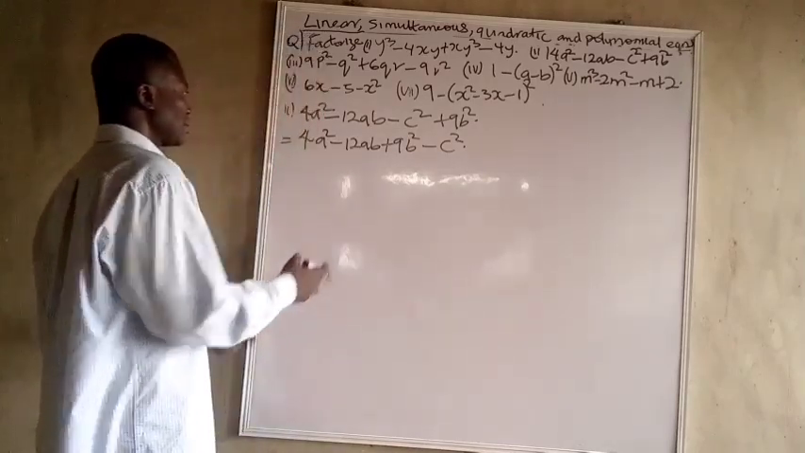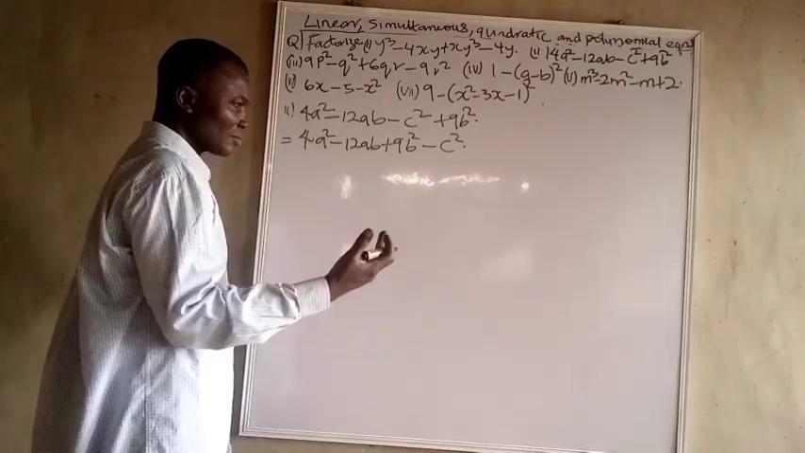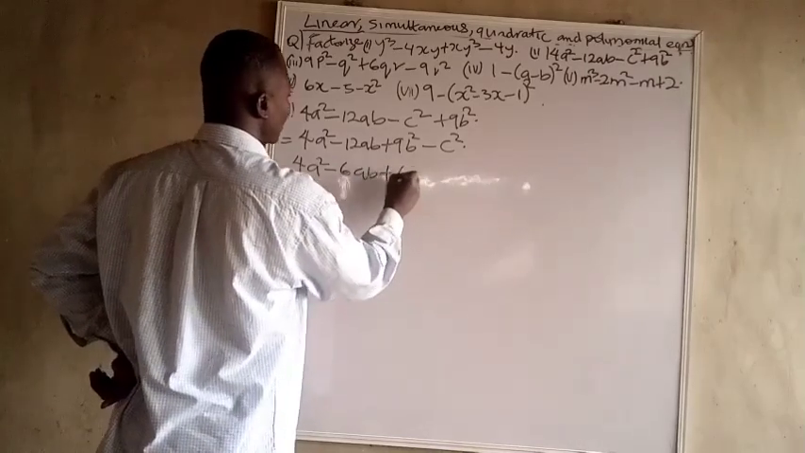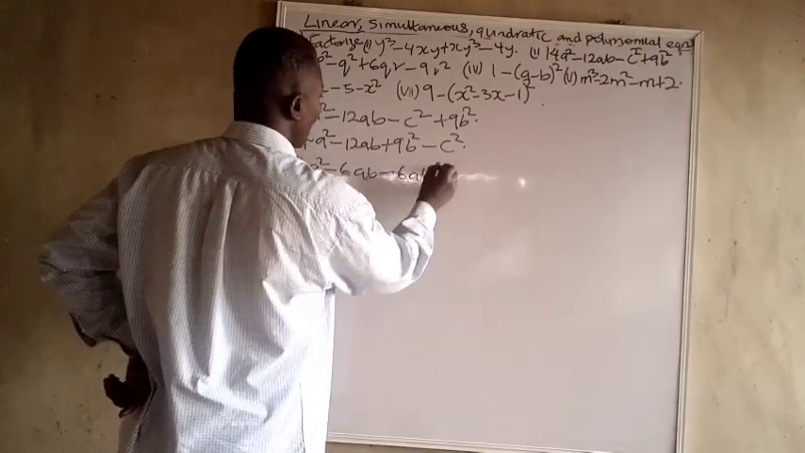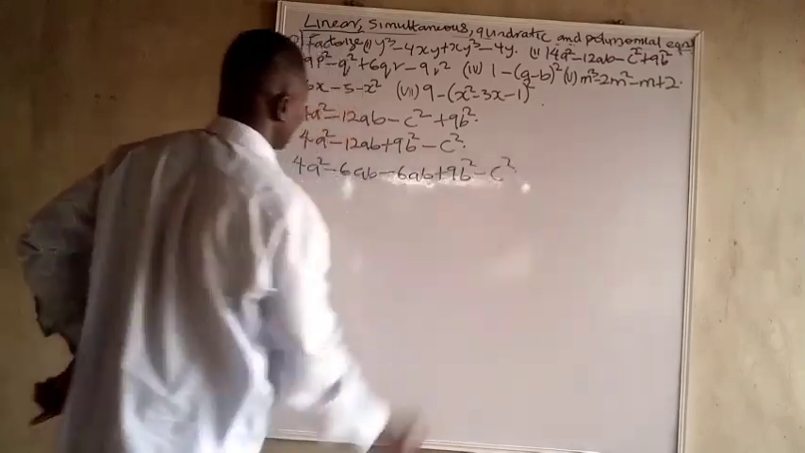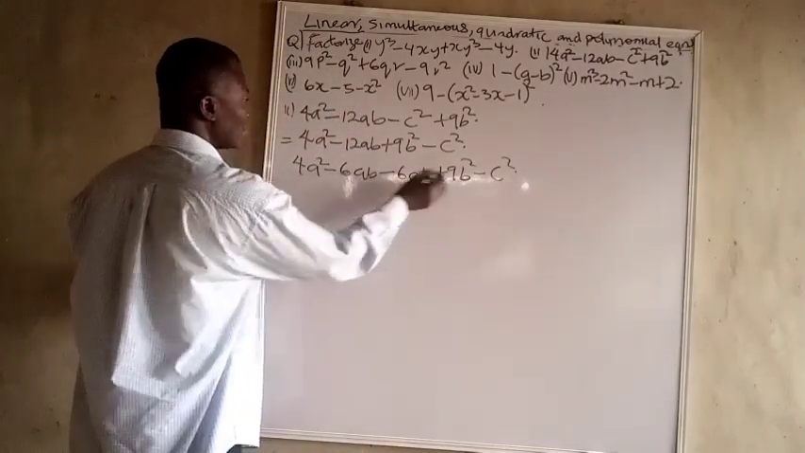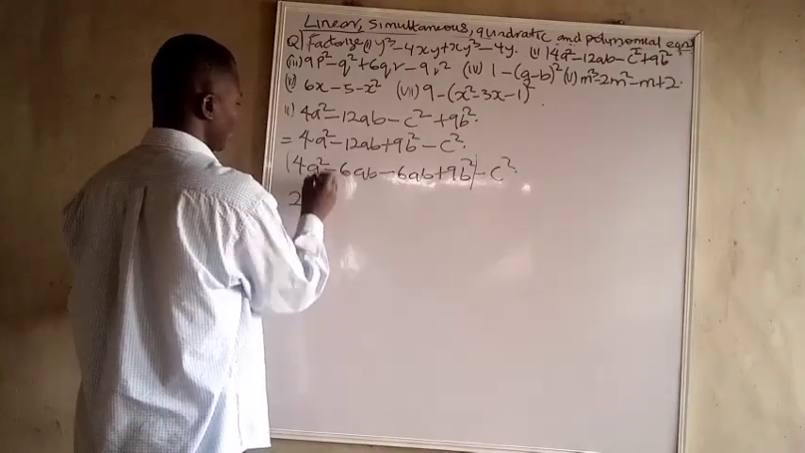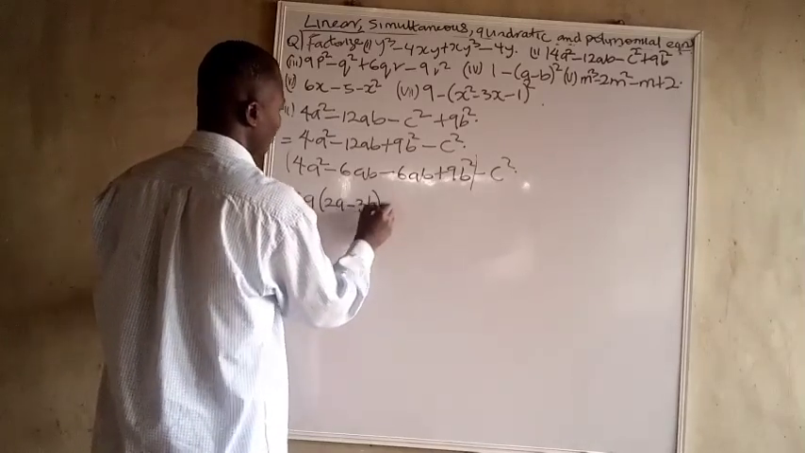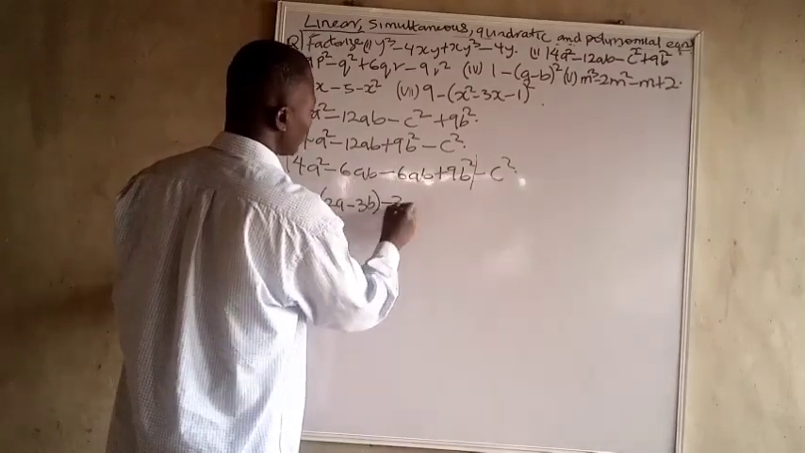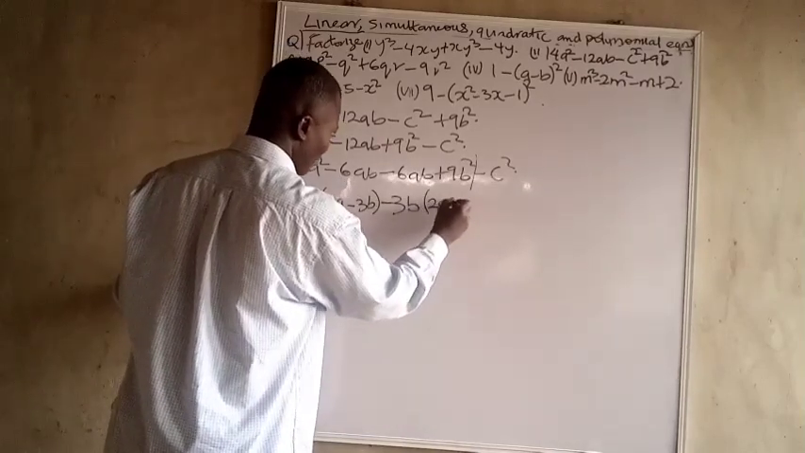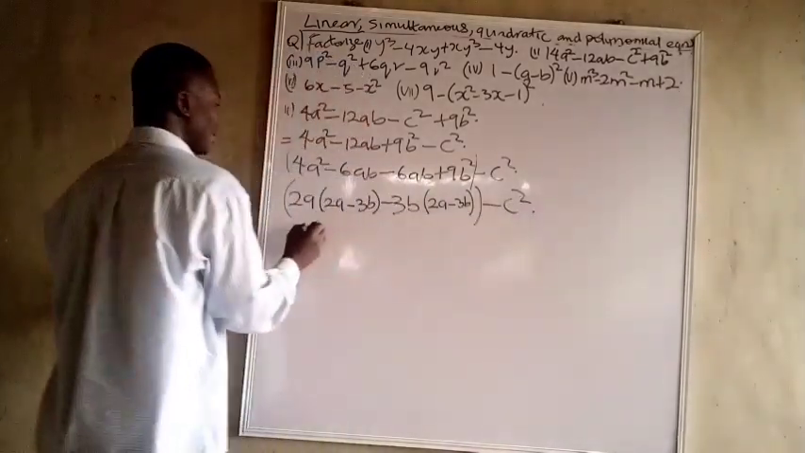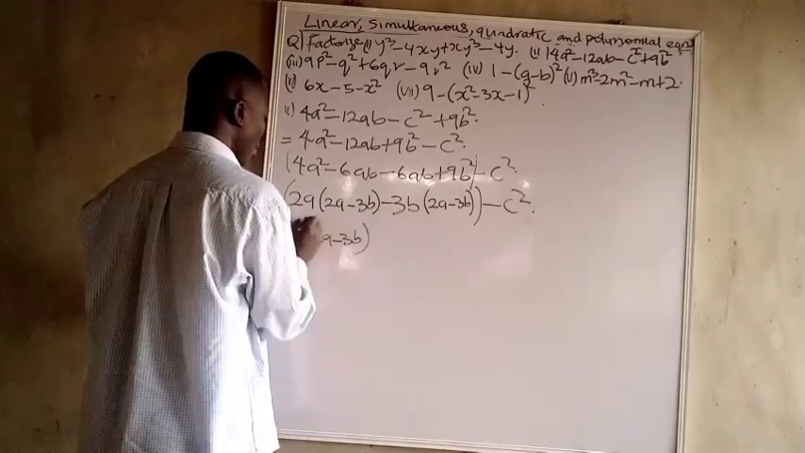Or the sum is minus 12. So we are going to have this one, 6 times 6, yes. So we are going to have 4a squared minus 6ab minus 6ab plus 9b squared minus c squared. So factorizing, I'm going to have this side, this is the one I'm concentrating on. So this one is going to give me 2a into 2a minus 3b, minus 3b into 2a minus 3b, minus c squared.